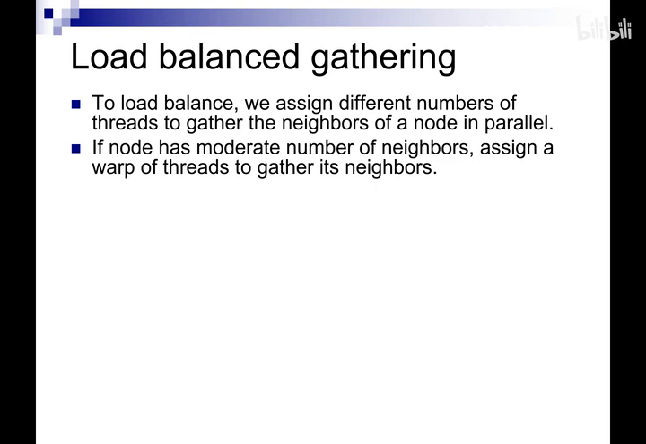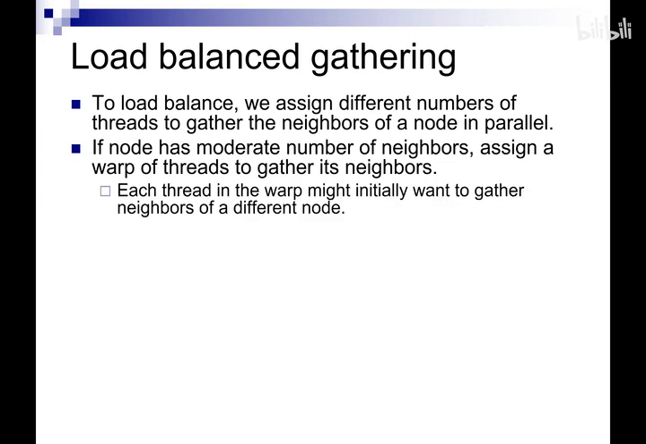The way we're going to do these allocations of threads is that if a node has a moderate number of neighbors, and I'll talk more about what moderate means later, then we're going to assign a warp of 32 threads to help gather the neighbors of this node.